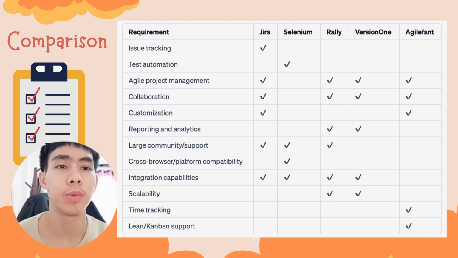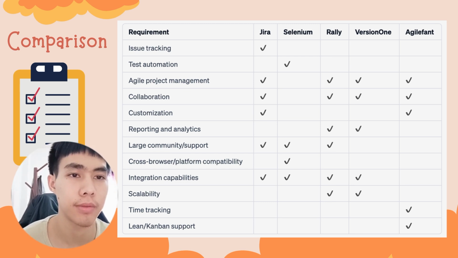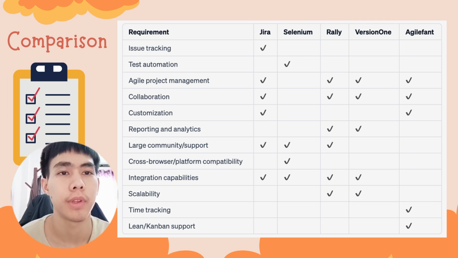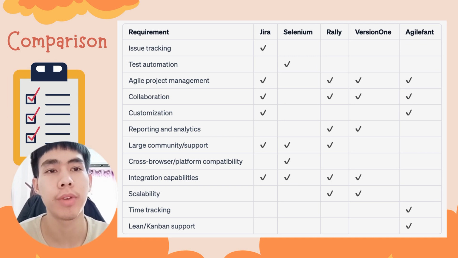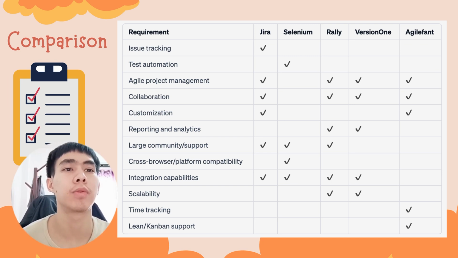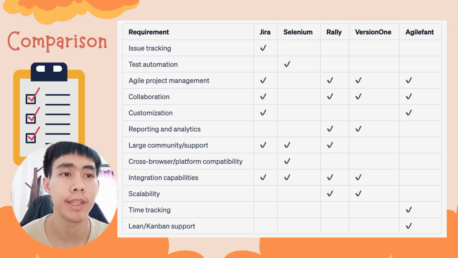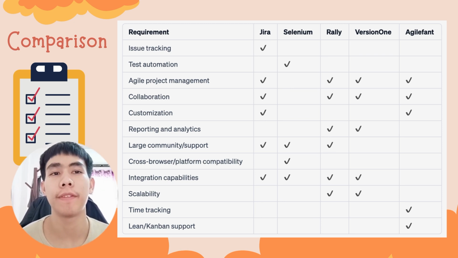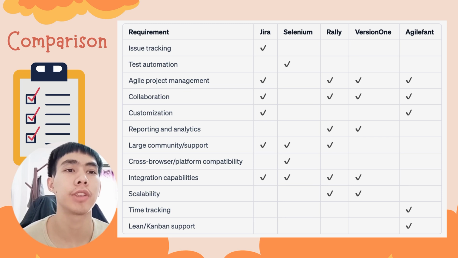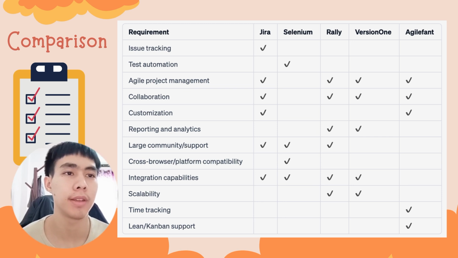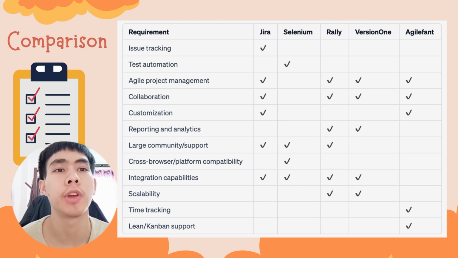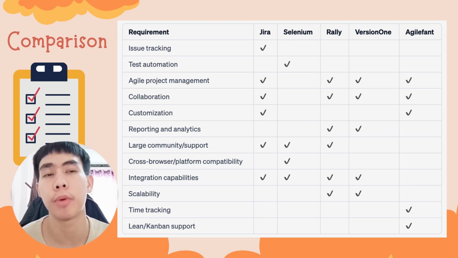The first one is issue tracking. Jira is well known for this. It has robust issue tracking capabilities, allowing teams to efficiently manage and track software defects, bugs, and tasks. Examples include tracking and resolving software defects, managing feature requests, and prioritizing user reported issues.